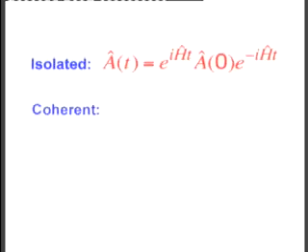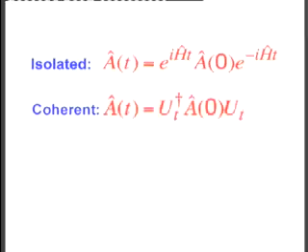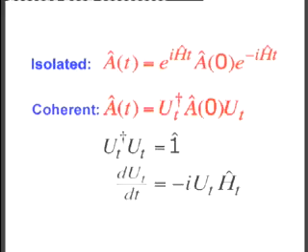For a general coherent system, the solution will be a slight generalization of that. It'll be A of t equals U dagger A of 0 U, where U suffix t is a one-parameter family of unitary matrices. Unitary means U dagger U is the unit matrix, whose own equation of motion is dU by dt equals minus iUH. U is called the evolution matrix between time 0 and time t.